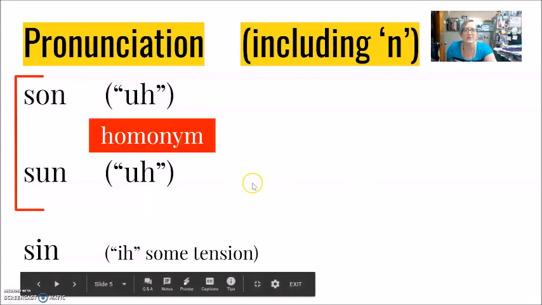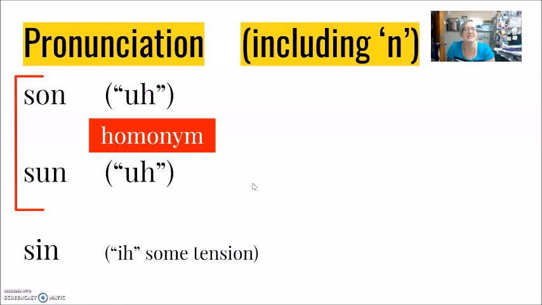These first two words of sun and sun are what we call a homonym. Homonym means they sound the same, but they have a different meaning. Sun and sun sound the same, different meaning, different spelling. Sun, sun, sin.